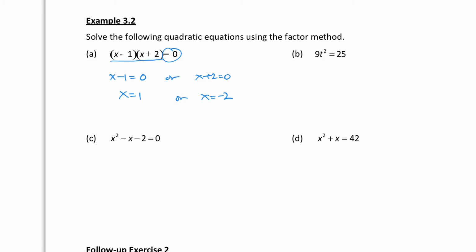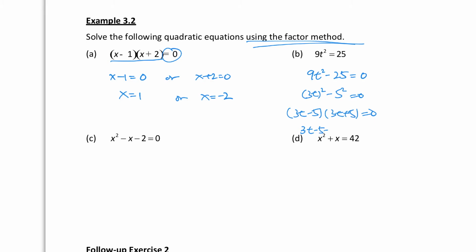Part B. Remember, we need to use the factor method. So we may factorize it by using an identity. If you remember, this is equal to (3t) squared minus 5 squared. So it's 3t minus 5 and 3t plus 5 is equal to 0. Then, what can we do? Two terms multiplied together are equal to 0. So our conclusion is the first term is equal to 0, or 3t plus 5 is equal to 0. Our answer is t is equal to 5 over 3, or t is equal to negative 5 over 3.